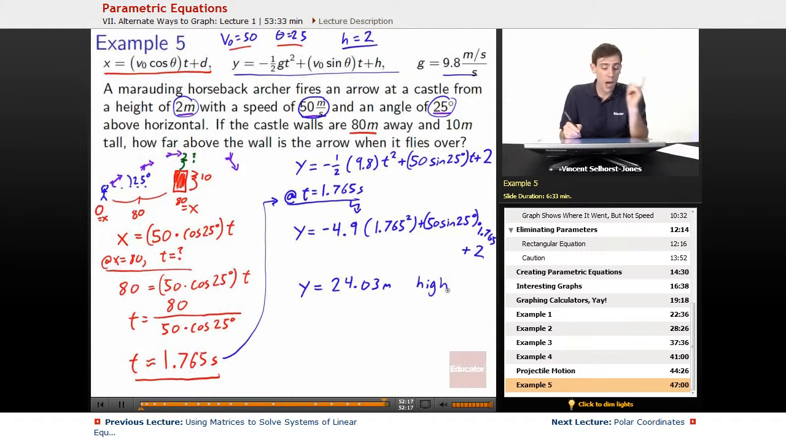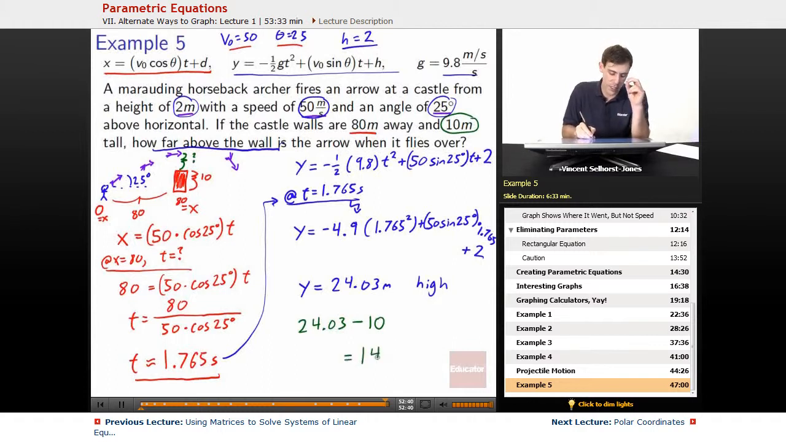However, that's not our answer. We were asked how far above the walls it is when it gets there. So we take 24.03 minus the height of the walls, 10 meters. That comes out to 14.03 meters above the castle walls when it flies over them.